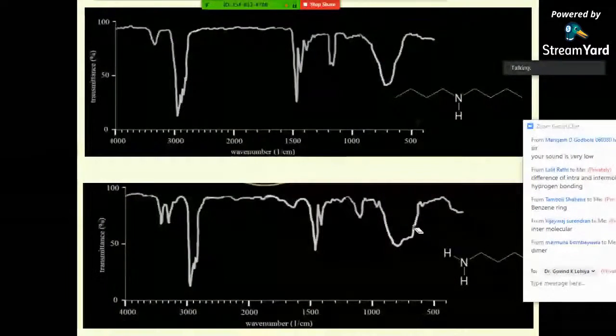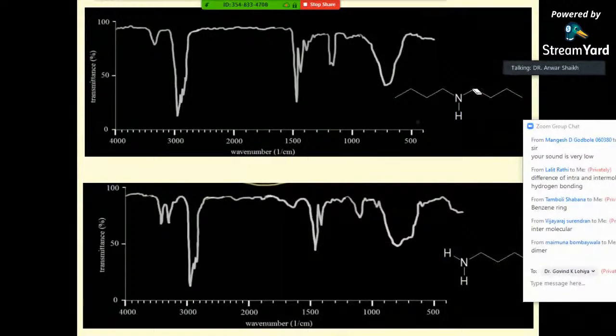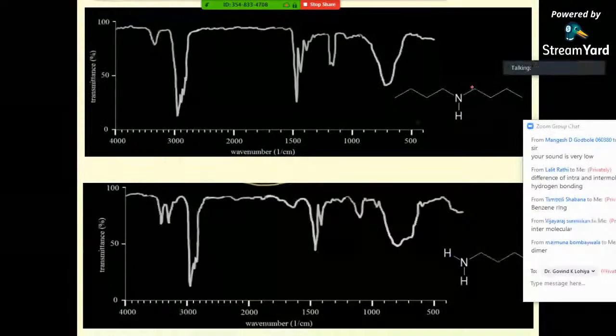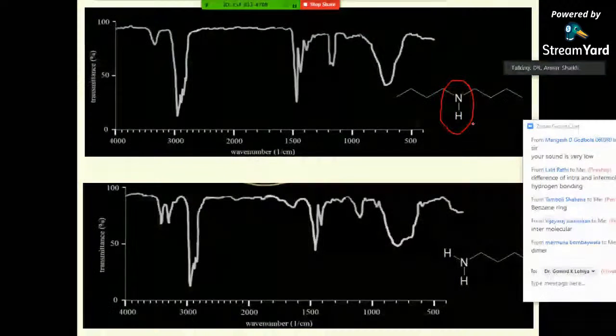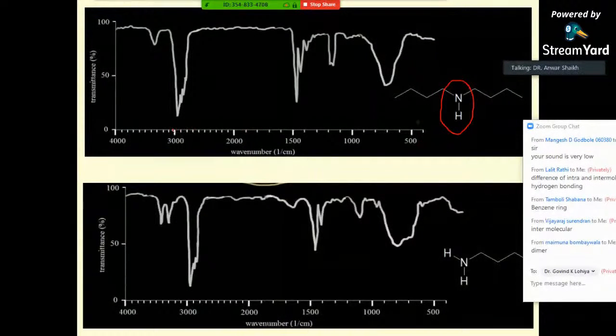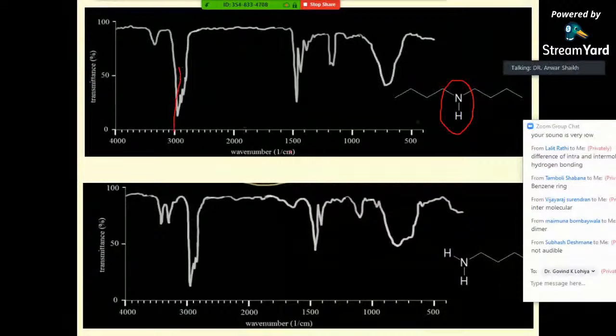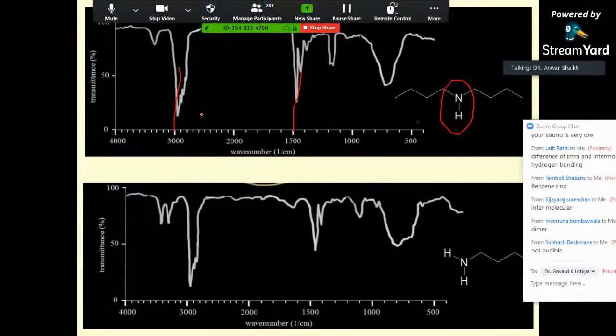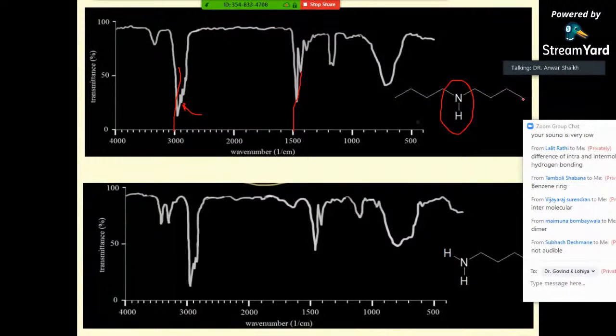Now, if you go to this structure, it is an amine. Okay. So again, as per our rule, we will be drawing a line at, for example, 3000 and another line at 1500. So here, as usual, you will be getting the peaks around 2900 due to the CH stretching of sp3 carbon.